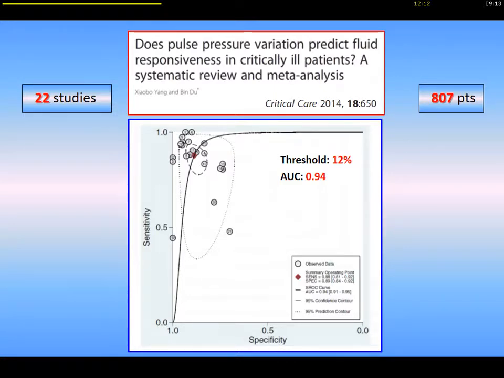Also, others confirmed, and this is one of the meta-analyses about the prediction of fluid responsiveness by PPV, coming from a Chinese group, and they included 22 studies. It's not nothing, 22 studies, and 800 patients, so not negligible, and they found that the summary area under the curve was 0.94, and the threshold value for PPV was 12%.